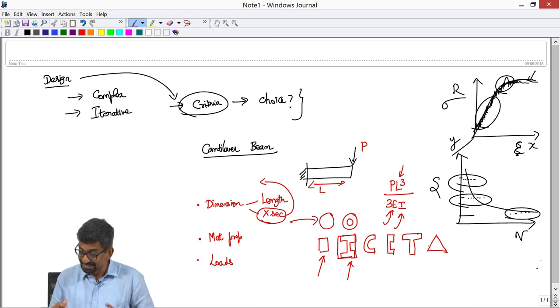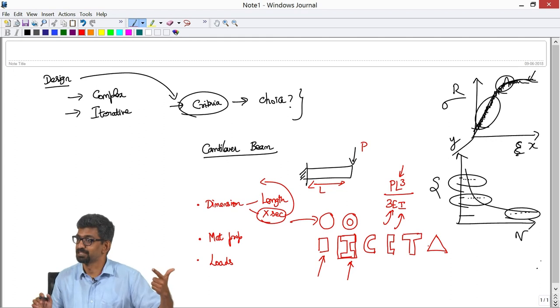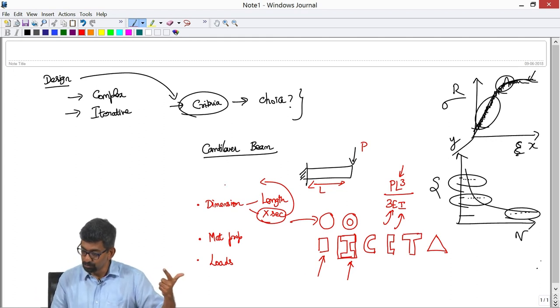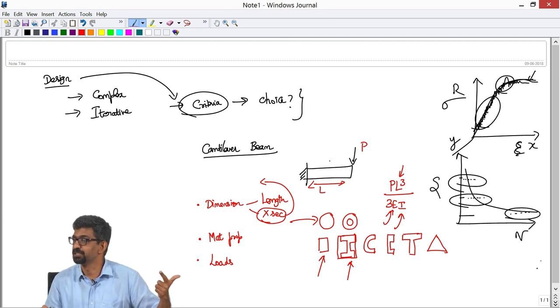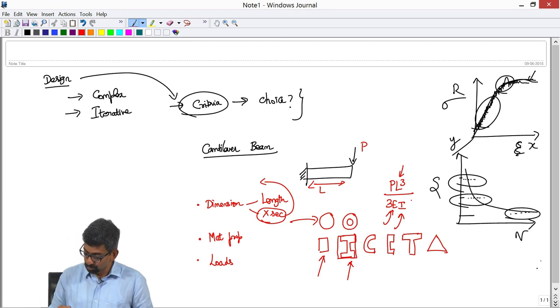So now that process is called design, and it is iterative. Please understand, you did this, you will figure out that it is not okay, and then you go back and change a little bit in the design. But you need to know whether you have rights on changing L, you have rights on changing E, you have rights on changing I. So then what is analysis?